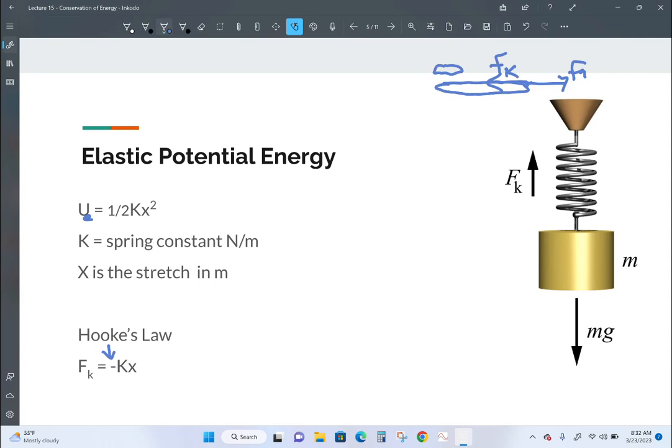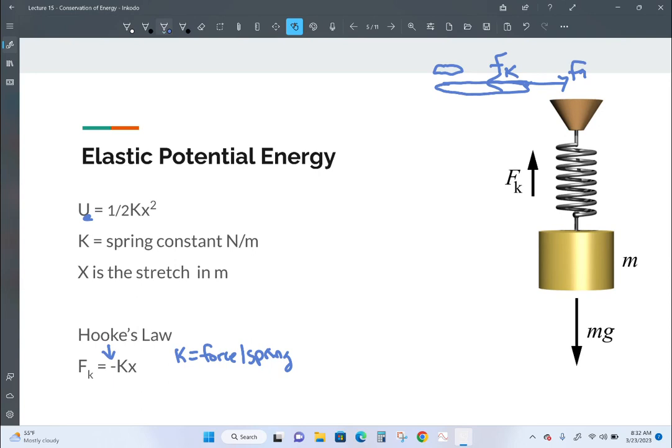X is the stretch. So if you stretched it a meter or you stretched it 10 centimeters, that would be what you plug in for X. And K is the force or spring constant, and it's like the density of something, right? It's a property of the spring or the elastic material, and you would be given it, or you could determine it because it's measured in newtons per meter. It is something that would be given to you.